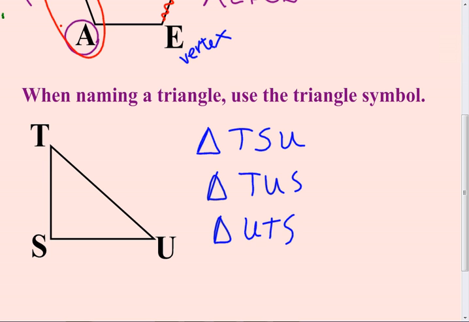If I'm talking about angle S, now that matters. And I would call angle S angle TSU or UST. So when I name a triangle, it isn't going to matter. But when I name an angle, it does matter where the vertex is. Is that okay? Is that clear? And some of you didn't know the vocabulary on your test, so you didn't answer the question. So you have to know this vocabulary.